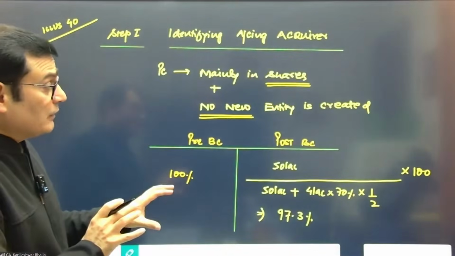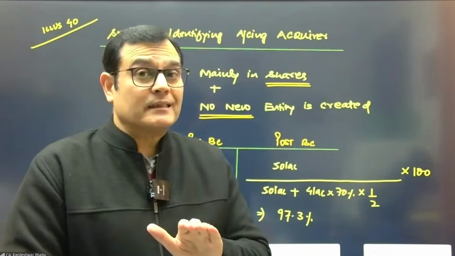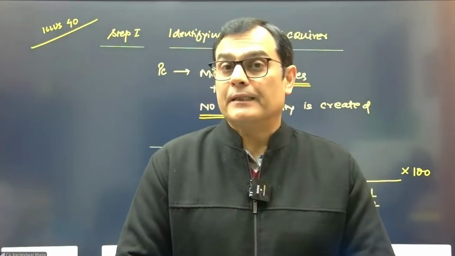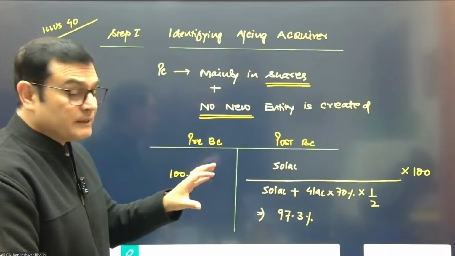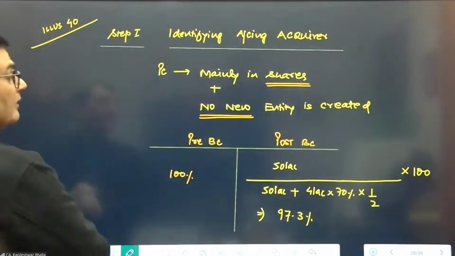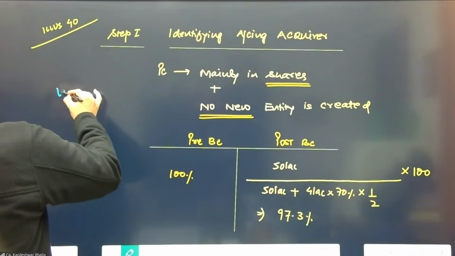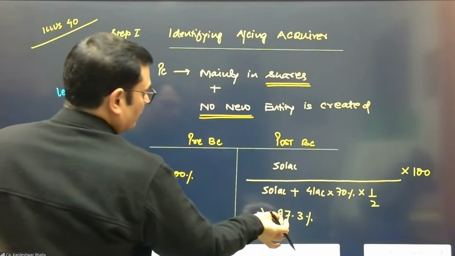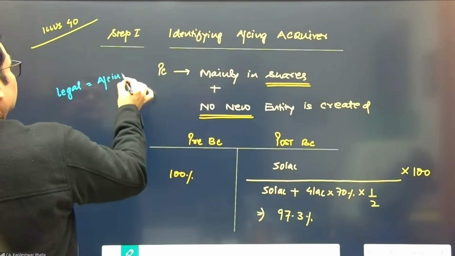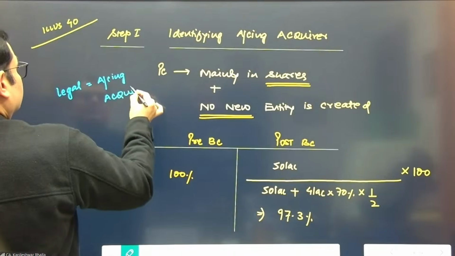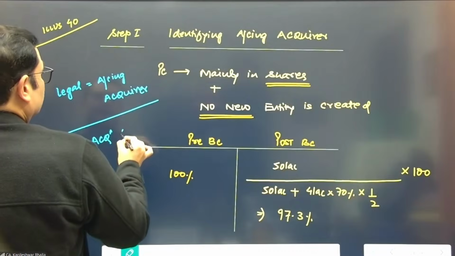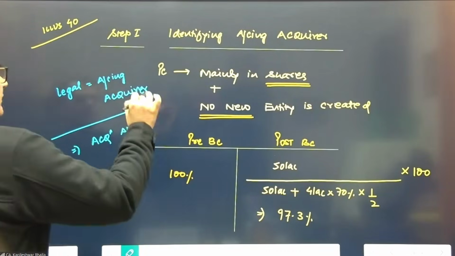Now let me tell you, these calculations which I've done are not given in the study material, but I feel on a personal level that if you make these calculations, you'll be very clear and can decide who is the accounting acquirer. I hope I stand very clear on that. So we can say in this particular case, since the percentage has merely reduced to 97.3, the legal and the accounting acquirer is the same. Once you decide the legal and the accounting acquirer is the same, we've reached the conclusion that the concept of acquisition accounting would apply in this case.